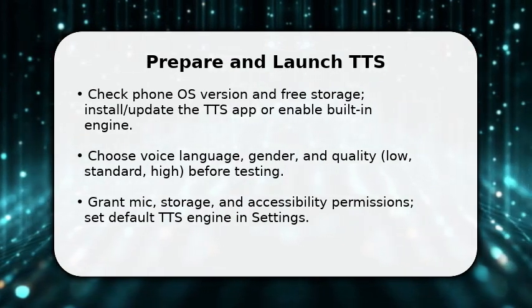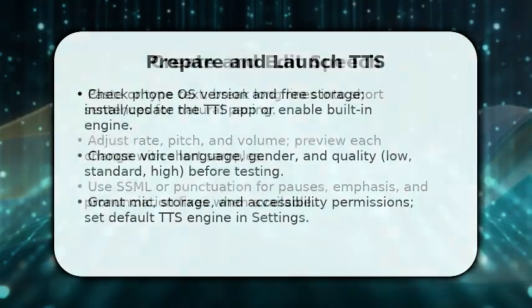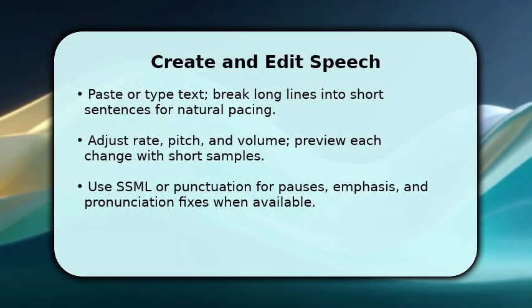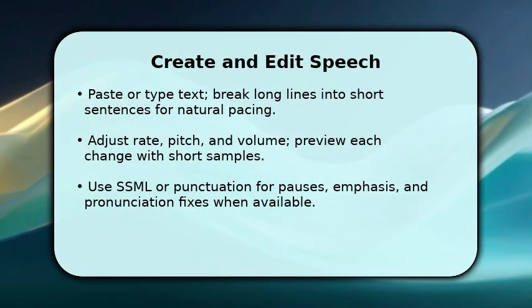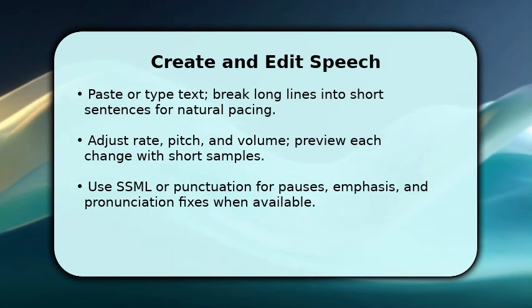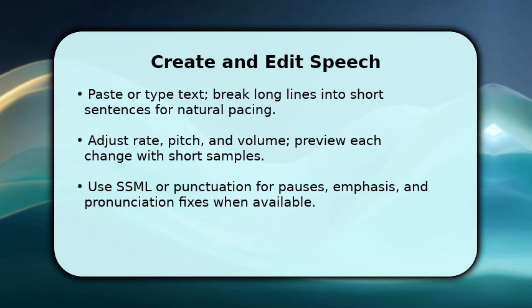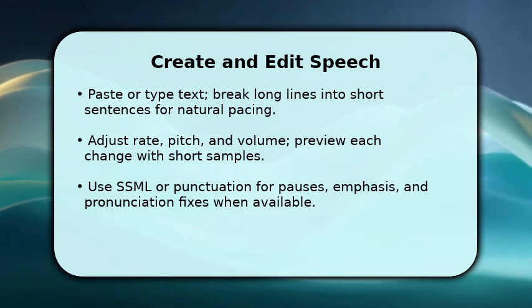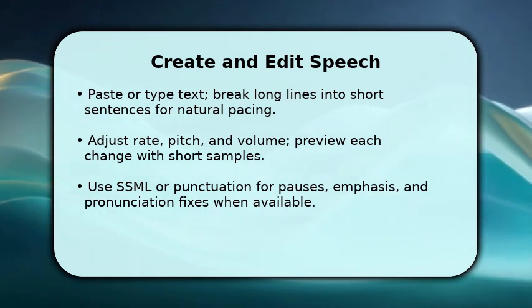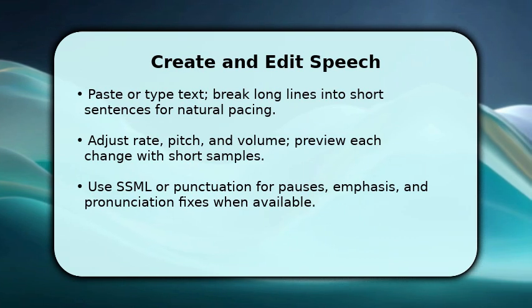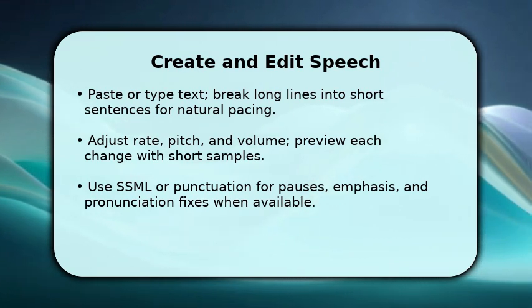Next, you create the spoken content. Paste or type your text and format sentences so the engine can breathe naturally. Shorter lines improve cadence. Use the rate and pitch sliders to match speech speed and tone, and test each tweak with quick previews. If the app supports SSML, insert pauses, emphasis tags, and phonetic spellings to fix tricky pronunciations.